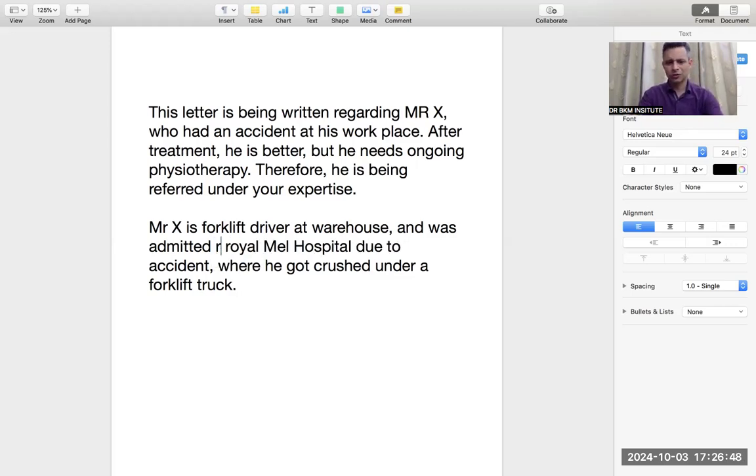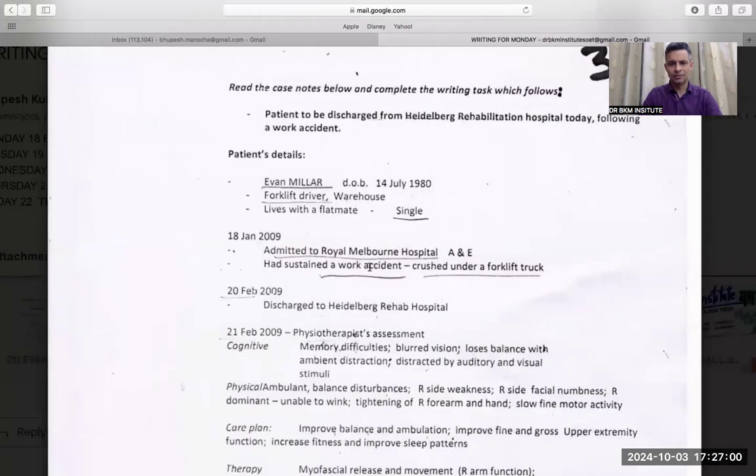But again, we want to have the right images in our mind. R should be capital. Small things. This is punctuation. When you're writing the name of a hospital, it should be capital. R M H should be capital. So yeah, he was admitted to Royal Melbourne Hospital.